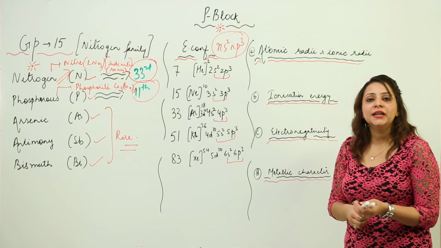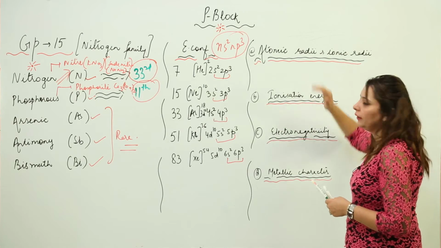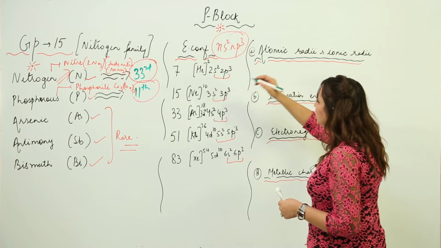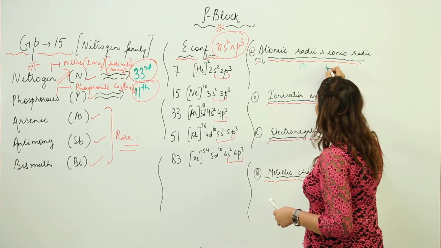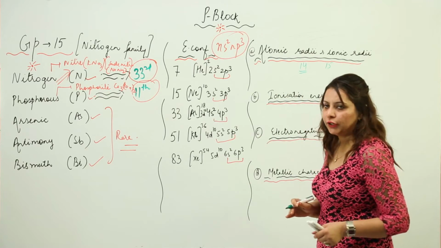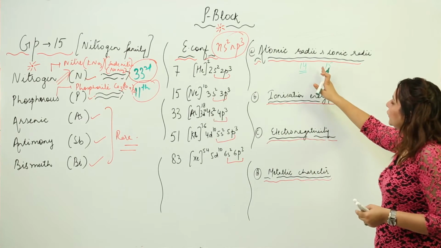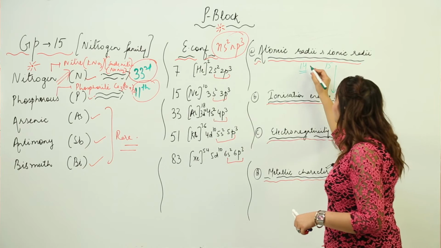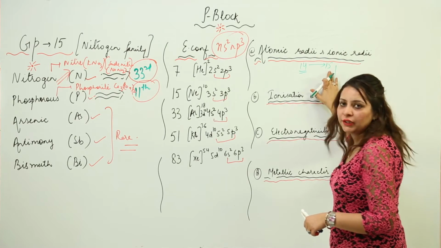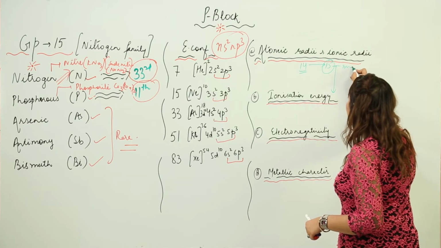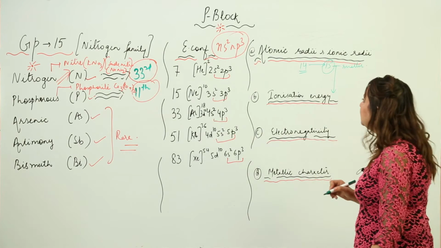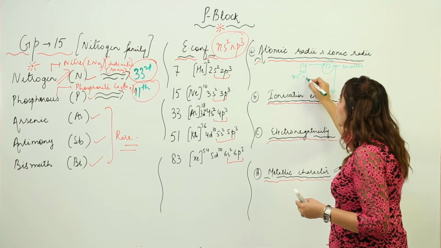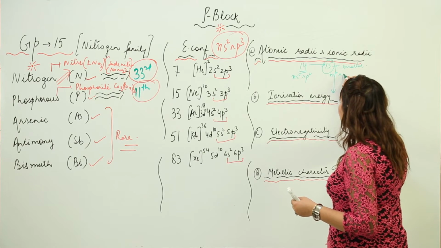Now starting with the other property, we will talk about atomic radii and ionic radii. The group present before group 15 is group 14, so we are going to compare its size with 14, as well as along the group members. If we compare the size of 14 and 15, we see that group 15 is smaller. The reason is that group 14 has the electronic configuration ns2 np2, and here the configuration is ns2 np3.